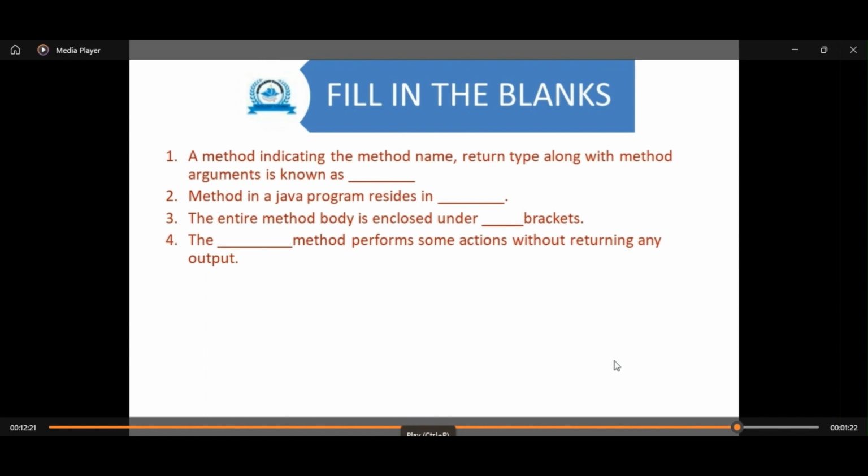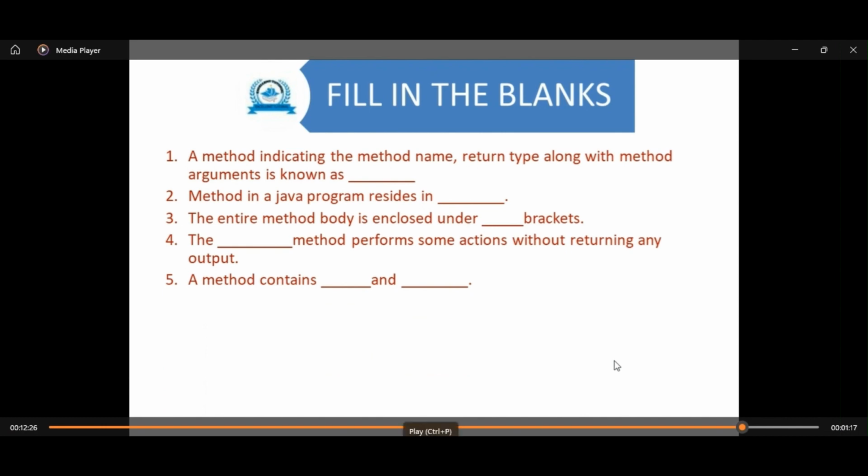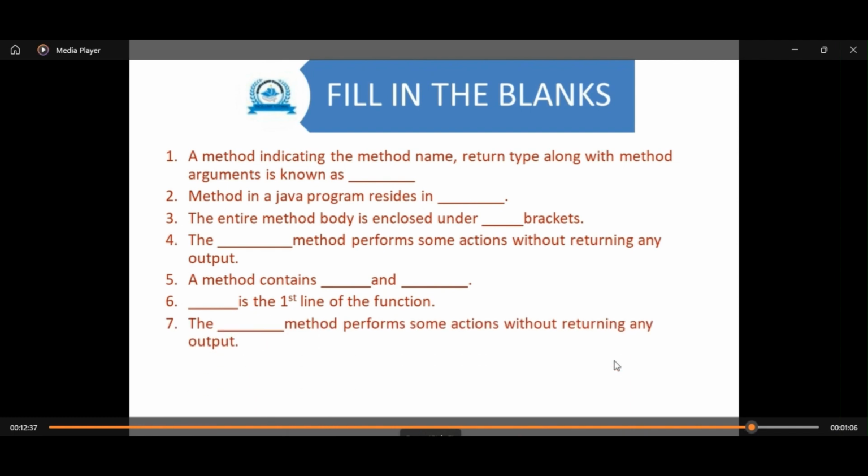The void method performs some actions without returning any output. A method contains header and body. The function header is the first line of the method. The void method performs some actions without returning any output.